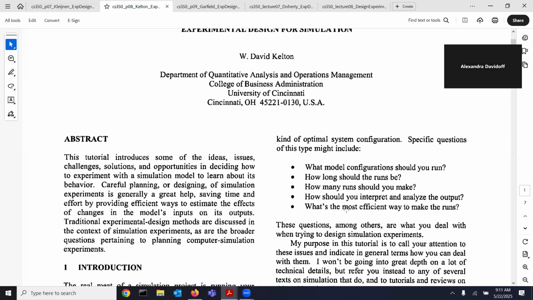So analyzing and interpreting the output, it's the kind of thing that you don't think would be an issue until you run into the issue. What did it mean that when we did X, Y occurred? Is that causation? Is that just some indirect effect, something else? And then what's the most efficient way to make the runs?